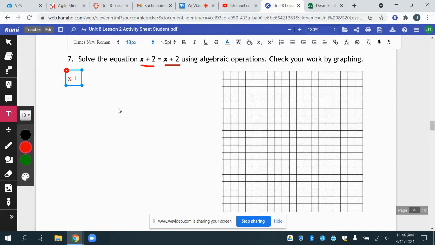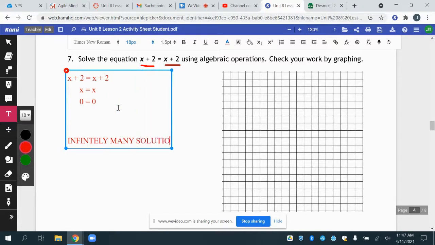X plus 2, x plus 2. I'm going to take away 2's from each side, and that's going to leave me with x equals x. It is what it is. And then if I try to subtract x's from both sides, I can do that. I get 0 equals 0. A lot of math books and things will say, well, if you can break it down to 0 equals 0, then that means there are infinitely many solutions.